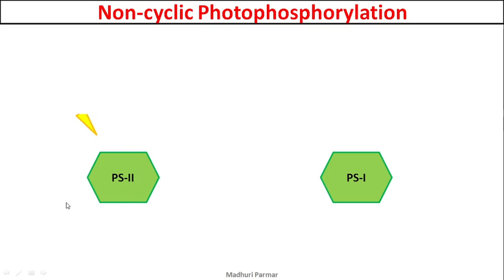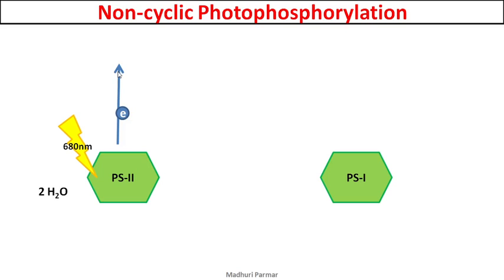Now there is light falling on photosystem 2, which is of 680 nanometer. The 680 nanometer light will be absorbed by the chlorophyll A of the reaction center of photosystem 2. It will get excited and it will donate its electron to the primary electron acceptor. Now once it donates its electron from photosystem 2, the chlorophyll has given out one electron.